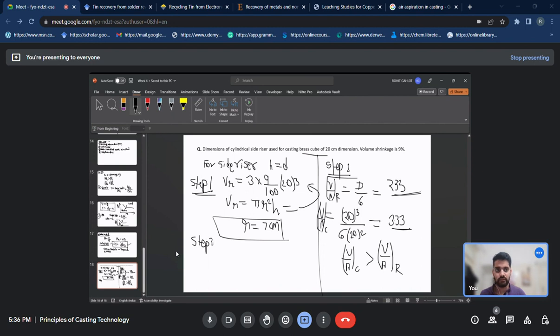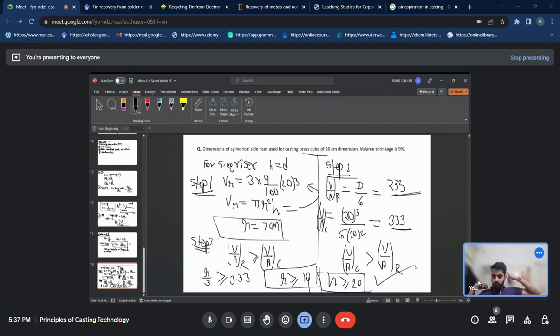Now comes step 3. We need to ensure that our V by A of the riser is greater than or at least equal to the V by A of our casting. So from here, this should be greater than or equal to 3.3. So our R of the riser should be greater than or equal to 10, and our H should be greater than or equal to 20.